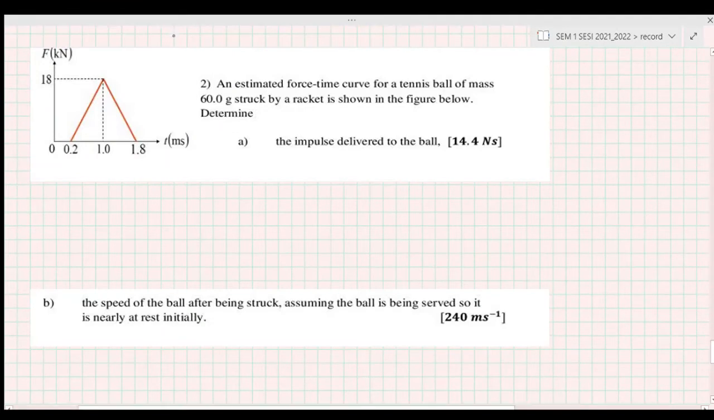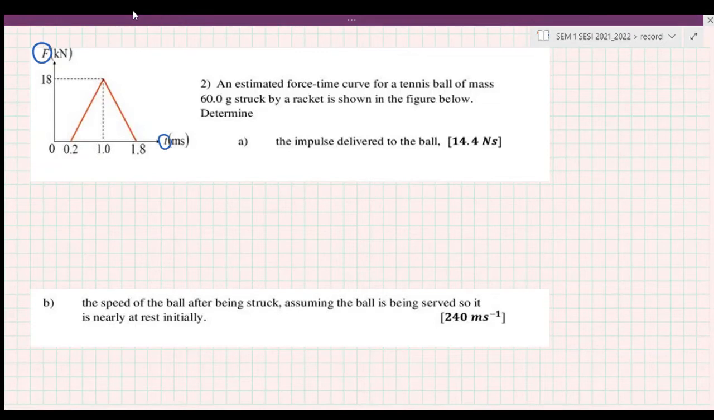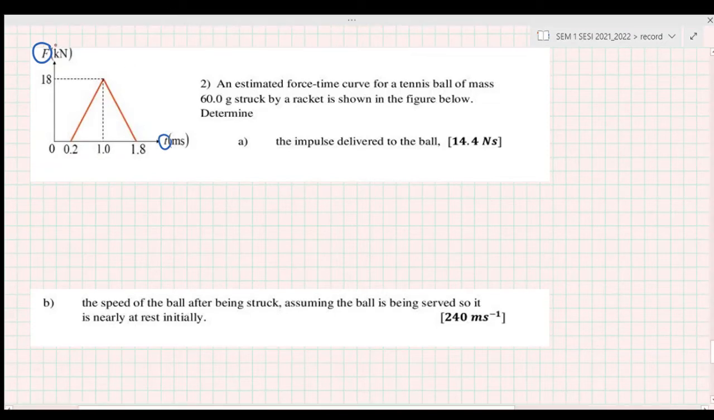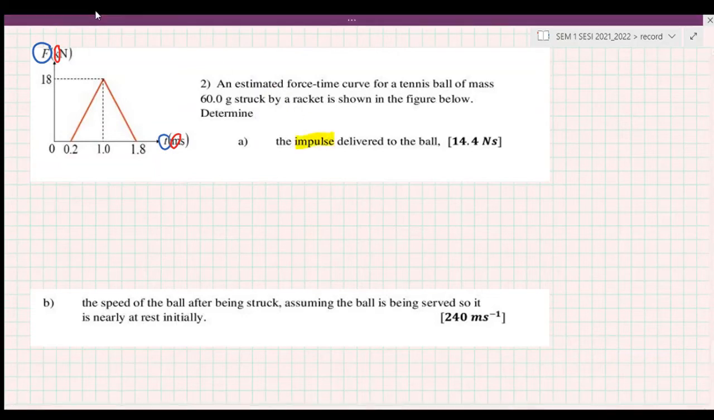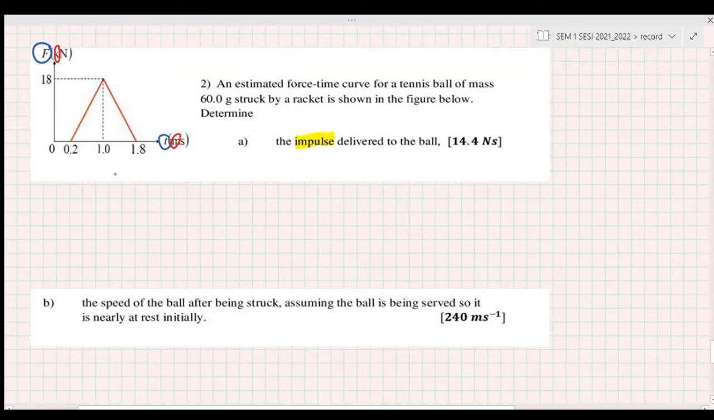Proceed question number 2. Alright, so we have graph F against time. Okay, tapi kalau kita lihat di sini, graph F ni dia bagi kilonewton. Okay, and then masa di sini adalah millisecond. Alright, so kita akan change into SI unit. Okay, soalan yang pertama, alright, which is it asks to find the impulse. Okay, so bila diberi graph, impulse adalah sama dengan area under the graph. Okay, so J sama dengan area under F di graph.